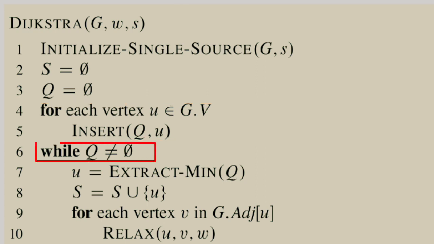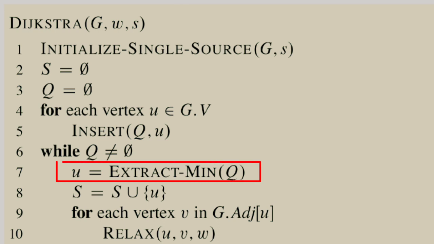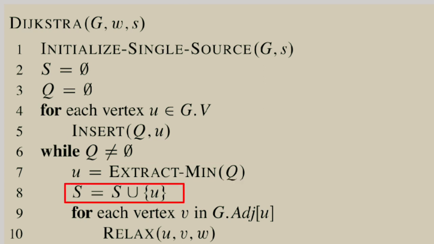In line number 6, we have a while loop which runs as long as the Q is not empty. That is, this while loop runs until all the vertices have permanent values. In line number 7, the vertex which has the shortest distance is removed from the Q using the extract min function, and it is stored into the variable u. Now in line number 8, the vertex u is added to the set S because we are making the distance of u permanent.